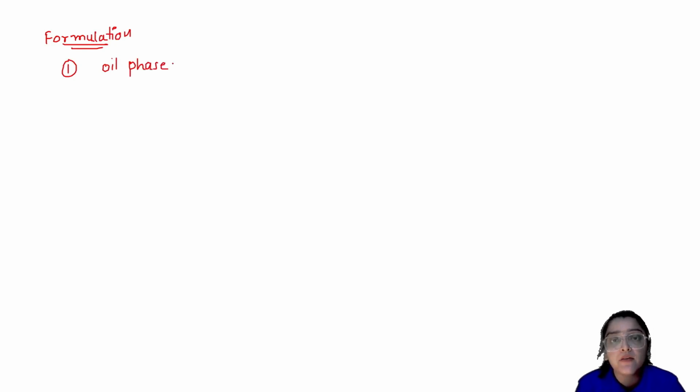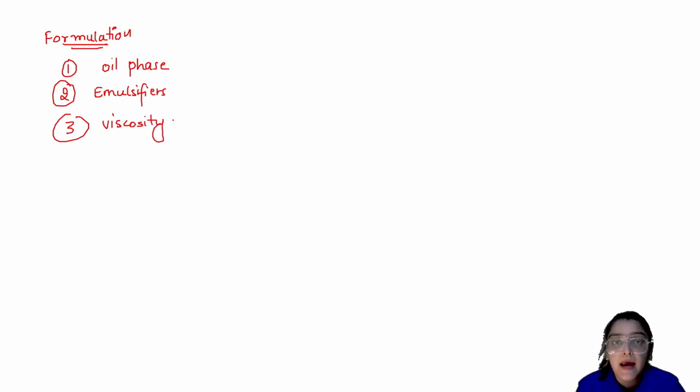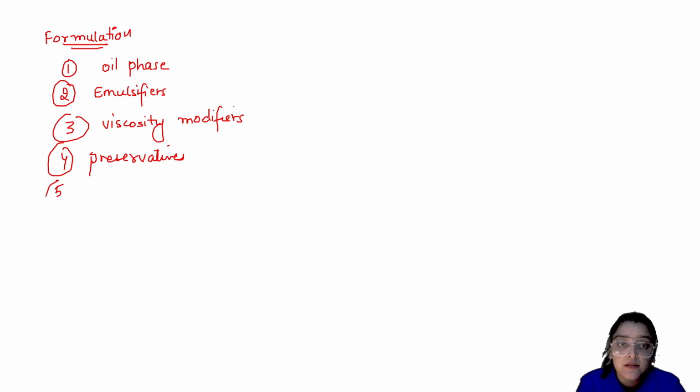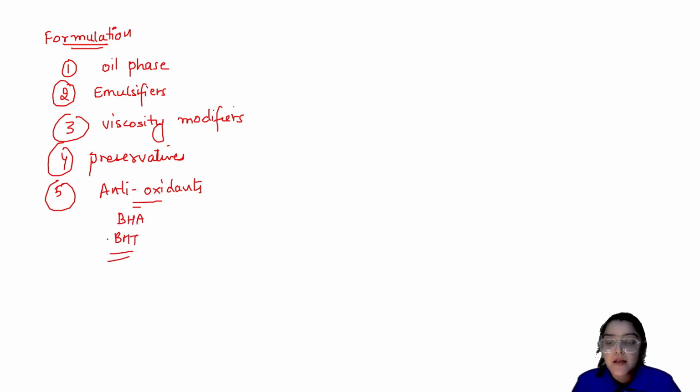So I'll just write a few points about the formulation. As I've mentioned, the control of particle size is really important for a sustained or targeted release formulation of emulsion, if you want to make one. The formulation ingredients of emulsions: firstly, it is the oil phase. I'm just writing in brief what you should know. Second are the emulsifiers that are required. Third are viscosity modifiers. Next are preservatives. And fifth are antioxidants. The most commonly used antioxidants are BHA and BHT. These are some basic formulation parameters that you should know.